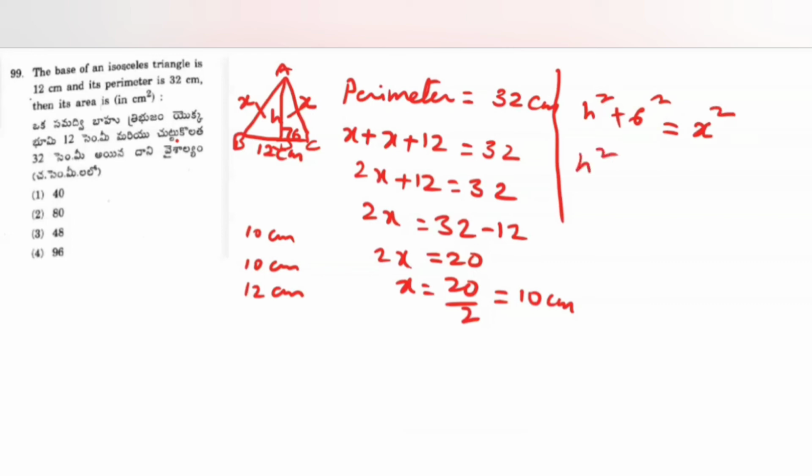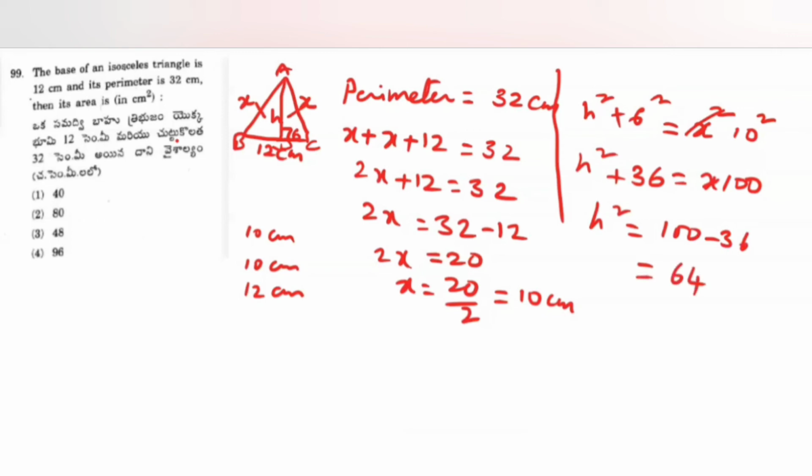So h square plus 6 square, which is 36, is equal to x square. Sorry, x is 10 centimeters. We can write it as 10 square, so this is nothing but 100. Now h square is equal to 100 minus 36, which is 64. So h square is 64. h is equal to the square root of 64, which is 8. Plus or minus 8, actually we have to take the positive value as it is height. So 8 centimeters is the height.